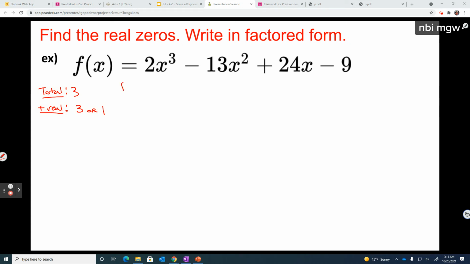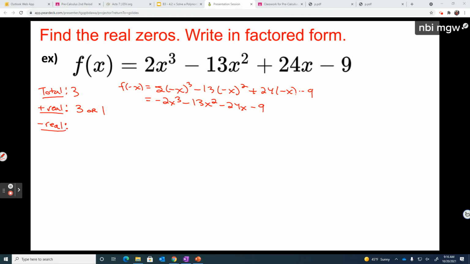Negative real. You do want to do the f of negative x. Simplify that. So we've got an odd number, so it'll be negative. This is an odd number because we have 2, and then another one's 3, so it'll be minus 13x squared. This one's an odd number, which is 1, so minus 4x minus 9. Yeah, so no negatives. Now that's helpful because that means when we test them, we shouldn't test the negative numbers, right? Right.